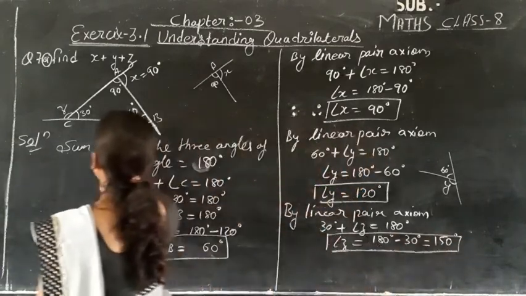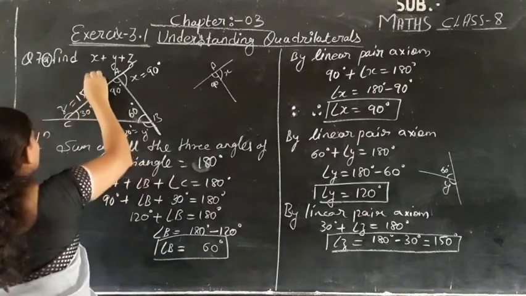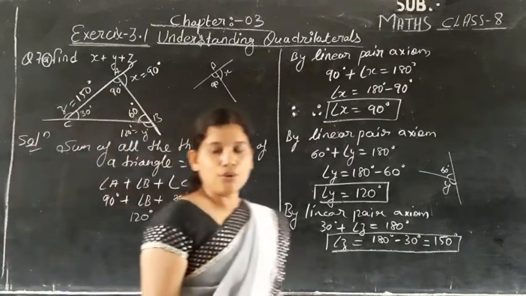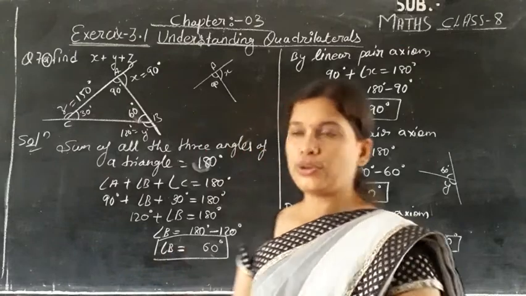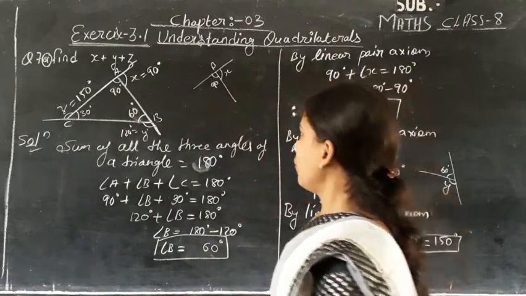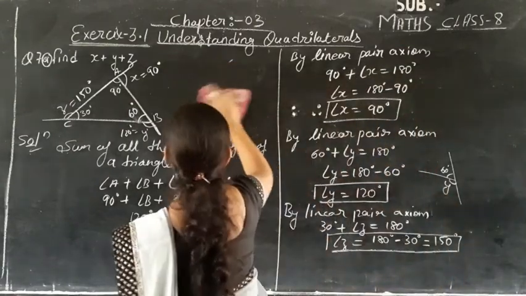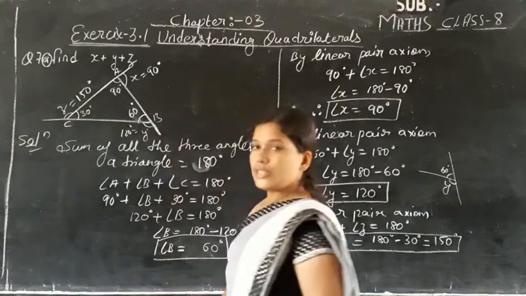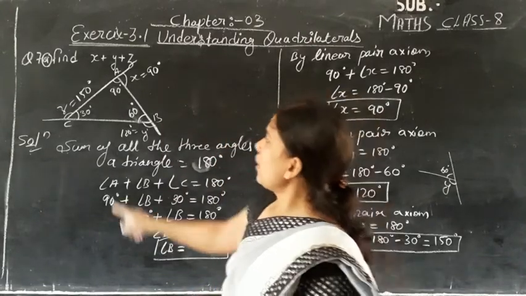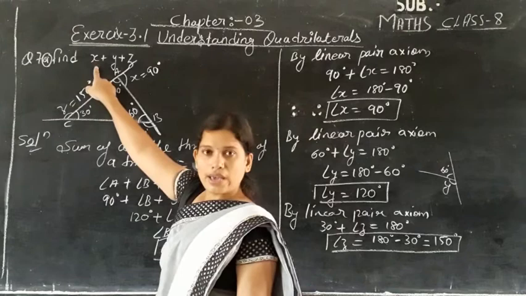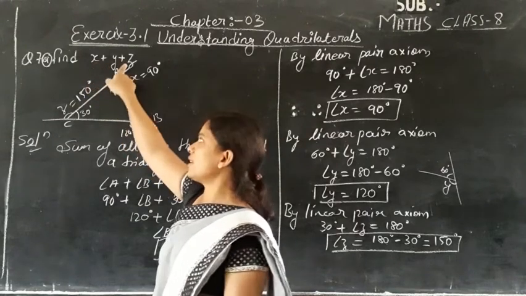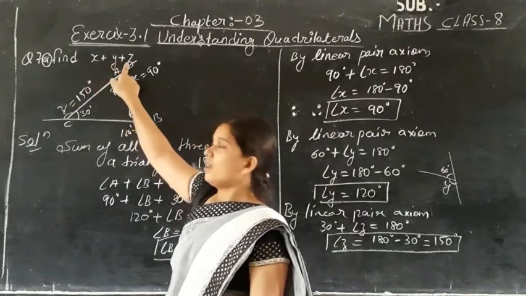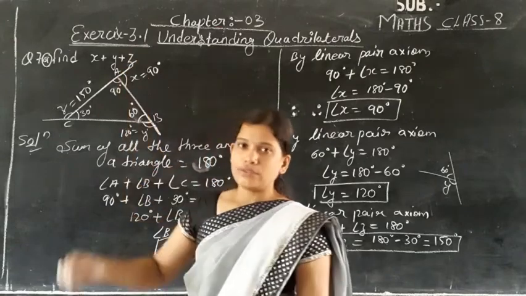So here we had found the value of angle Z is equal to 150 degrees. Have you understood up to here, everyone? Then, what is asked in the question? It is asked that you have to find the value of angle x plus angle y plus angle z. That means x plus y plus z is equal to what? What will be the value of this?